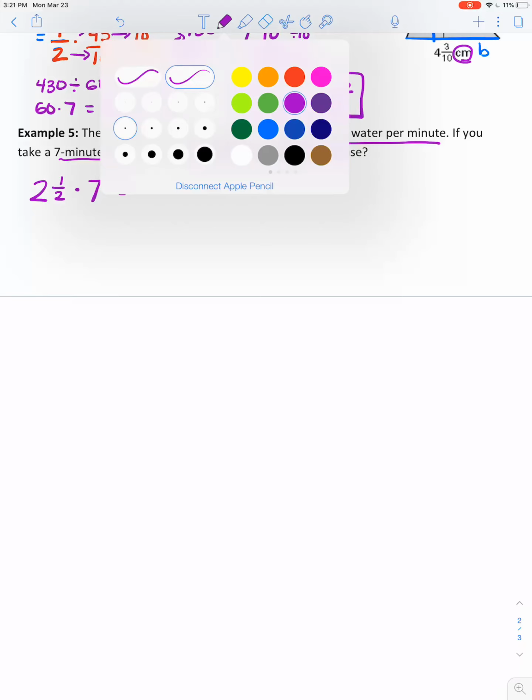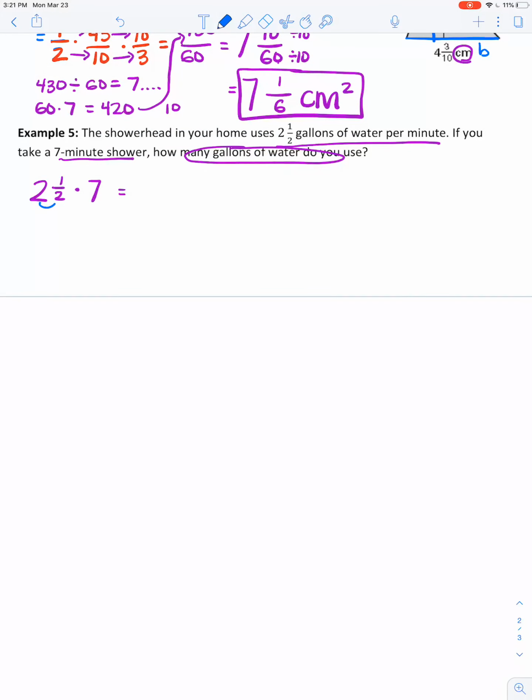Okay, so similar to before, 2 times 2 is 4 plus 1 is 5 over 2. And then if I wanted to write 7 as a fraction, I'm going to write that as 7 over 1. 5 times 7 is 35, and 2 times 1 is 2. Okay, 35 divided by 2, that is 17.5. So I know it's 17 and 1/2. 0.5 is the same thing as 1/2.